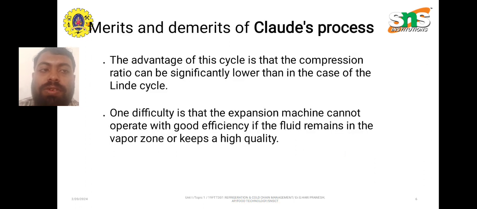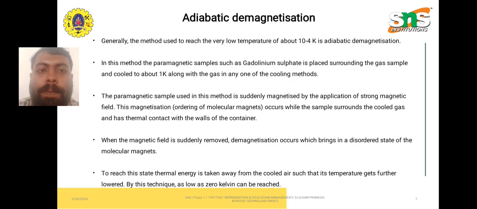Merits and demerits of Claude's process. The advantage of this cycle is that the compression ratio can be significantly lower than in the case of the Linde cycle. One difficulty is that the expansion machine cannot operate with good efficiency if the fluid remains in the vapor zone or keeps a high quality.